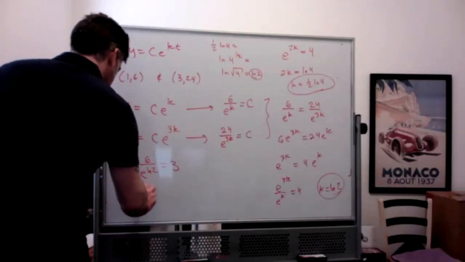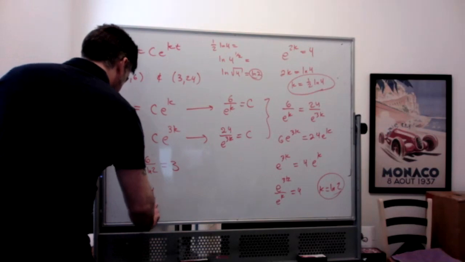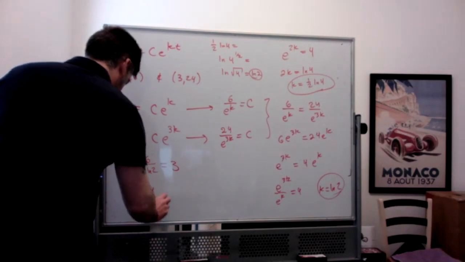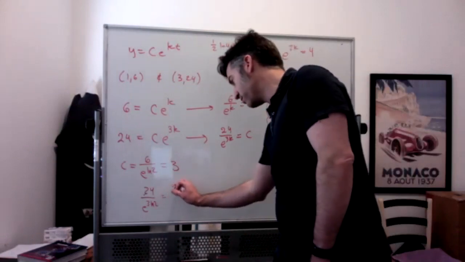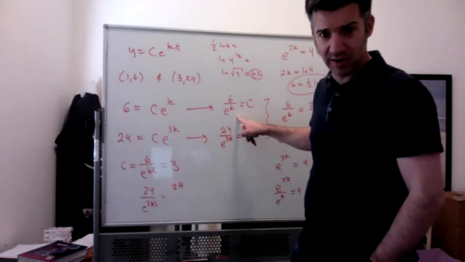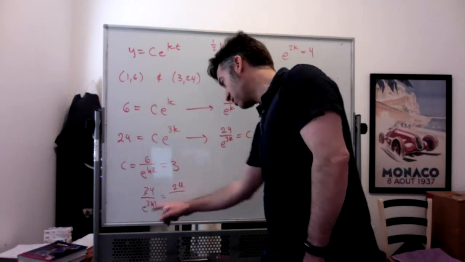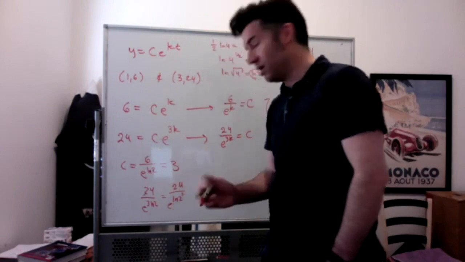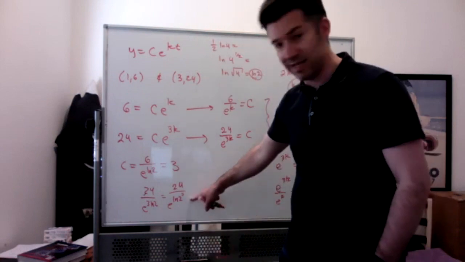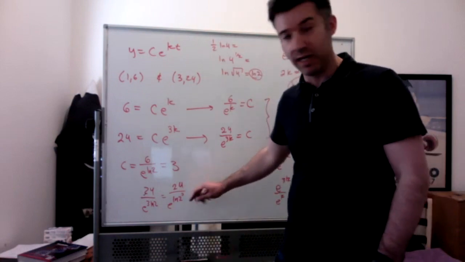If you did 24 over e to the 3 times natural log of 2, well, clearly we should use the other one because it's easier. But if you did it this way, e to the 3 times natural log of 2 is e to the natural log of 2 to the 3rd. E to the natural log of 8 is just 8, and 24 over 8 is also 3.